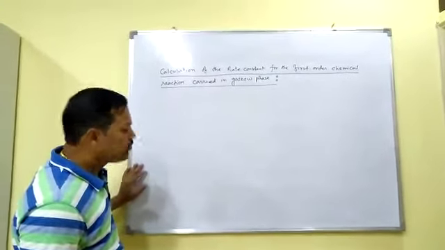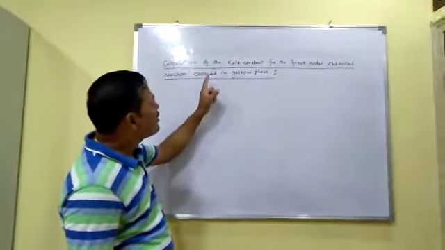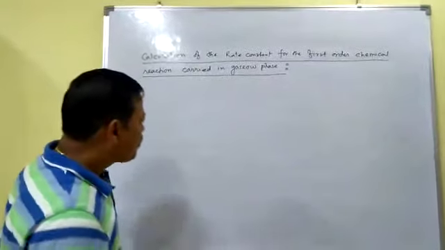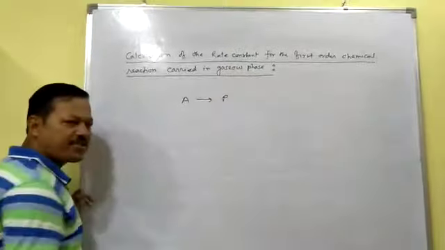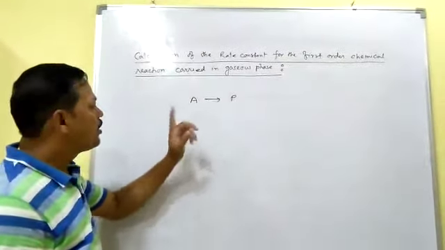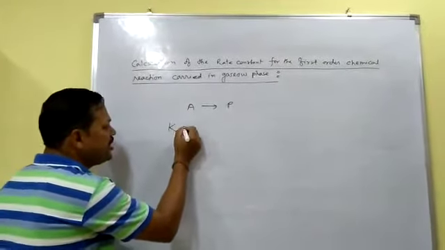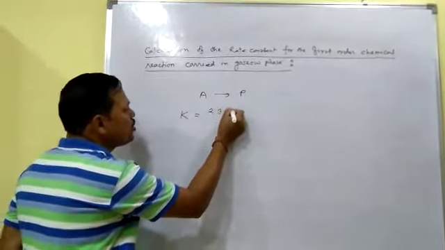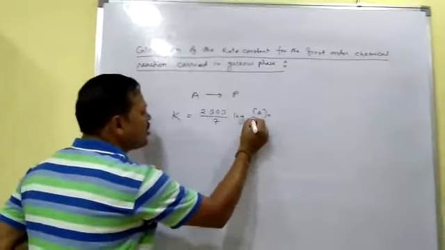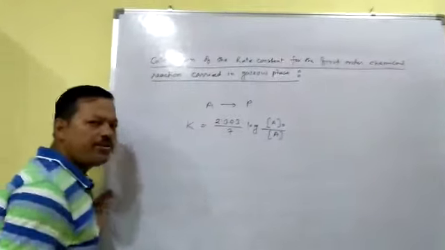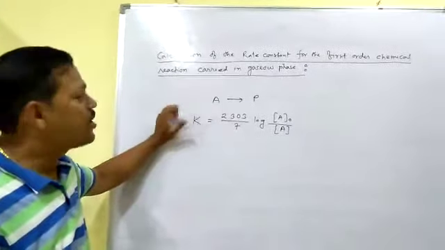Good morning, students. This is the topic: calculation of rate constant for the first order chemical reaction carried out in gaseous phase. Already you have got, suppose this is a reaction A tends to P, this is a first order equation, and you can find out the rate constant K by using the integrated rate equation 2.303 divided by t log of initial concentration divided by present concentration. Already we have derived this equation, which is called the integrated rate equation for first order reaction.